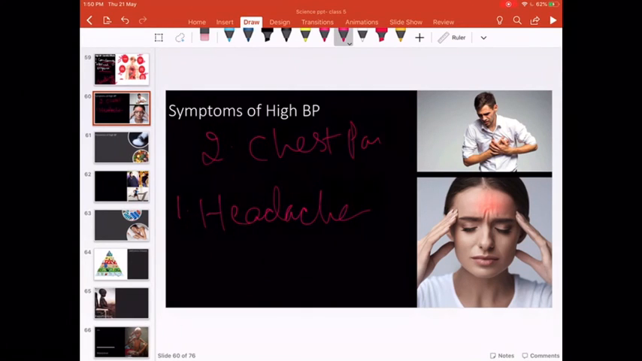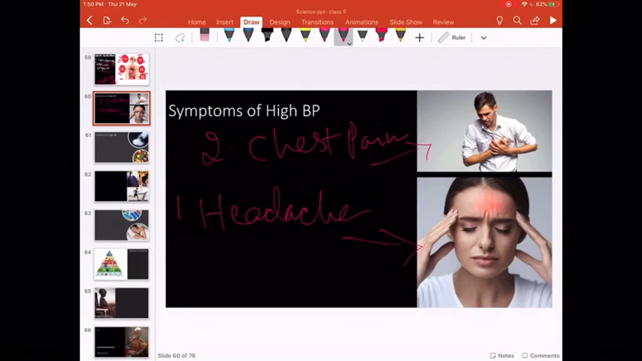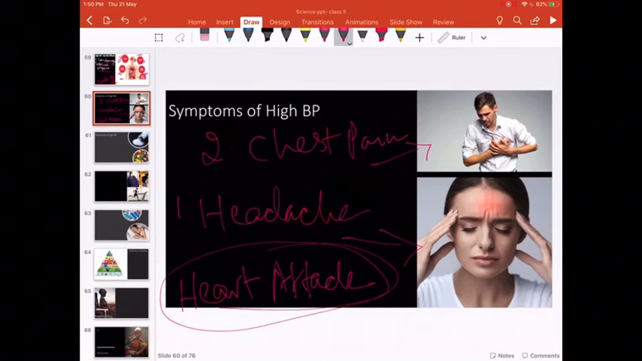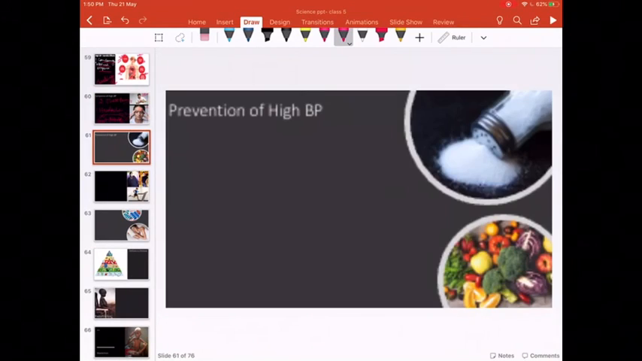And also often chest pain. See, chest pain and headache. These are the most important symptoms of high blood pressure. Got it? And high blood pressure, as I said, can cause heart attack. This is fatal. Heart attack. This is fatal. This is very dangerous. Not only will it cause chest pain and headache, but a direct heart attack, that is stopping your heart and killing you.